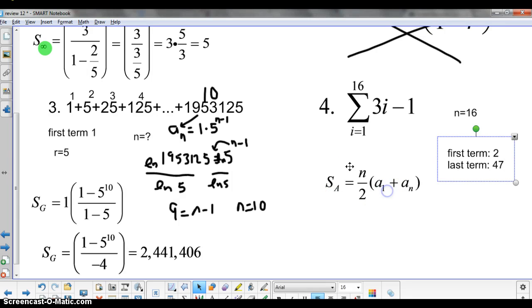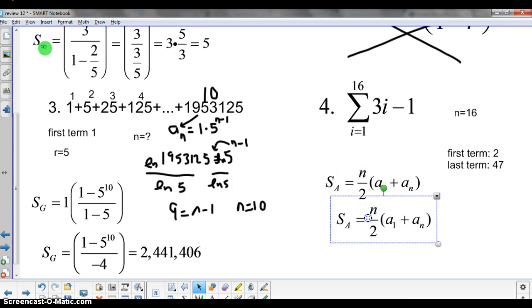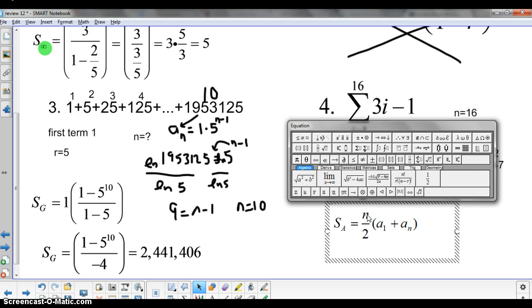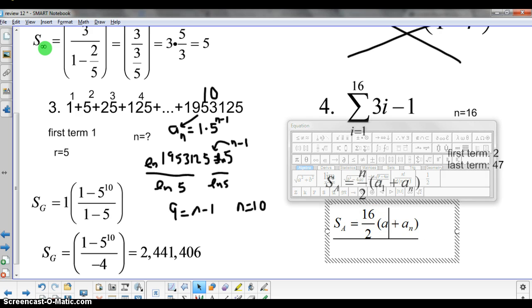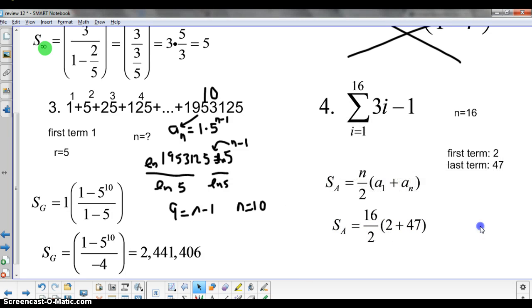And you've got everything that you need right here in the formula, so plug those in. N, 16 terms. The first term is 2, the last term is 47. And you just sum those things up, and it equals 390.